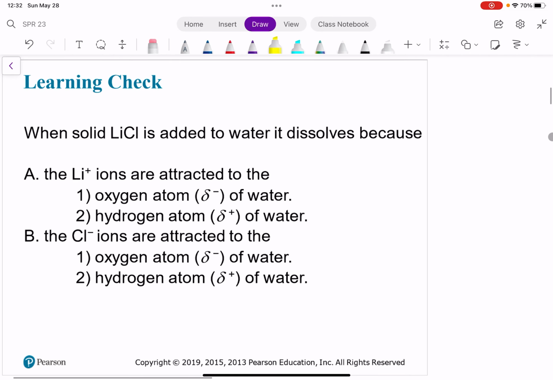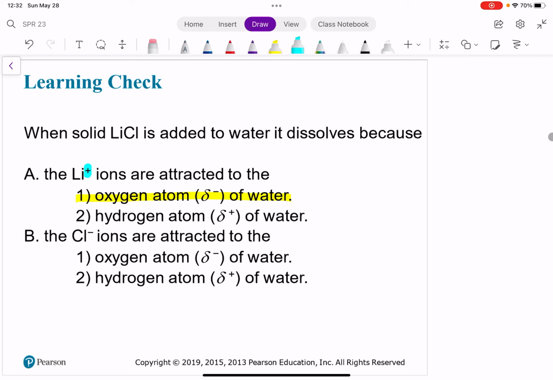All right. So, when solid lithium chloride is added to water, why do you think it dissolves? And we'll do this learning check together. So for the first part, it says the lithium ions are attracted to the what? Oxygen atom or hydrogen atom in water? If you said oxygen atom, you would be correct. And the reason for that is, right, your lithium has a positive charge on it. It's a lithium ion, a cation. It's lost an electron to become positive.